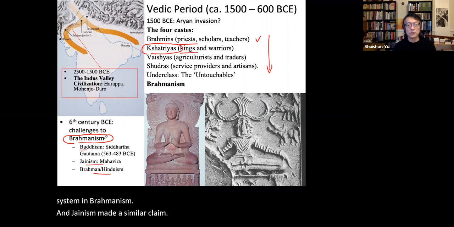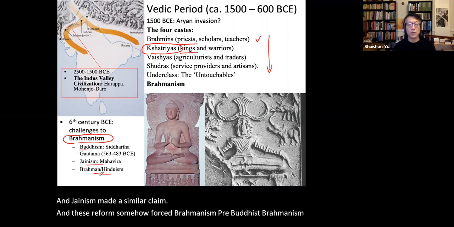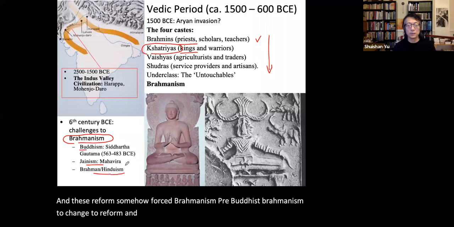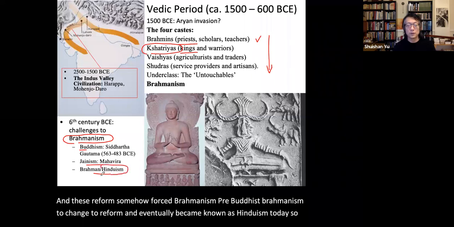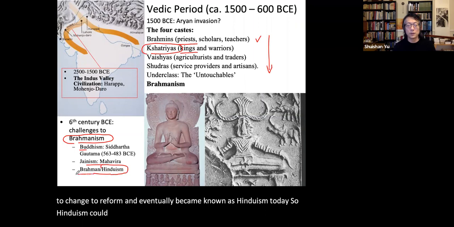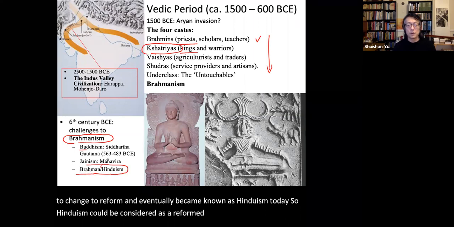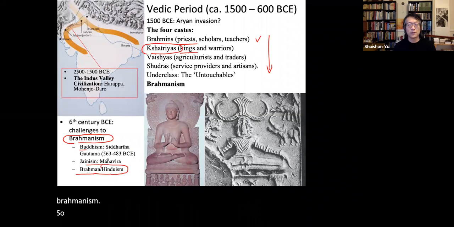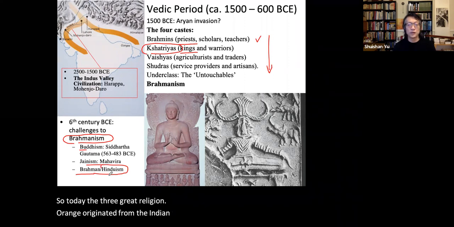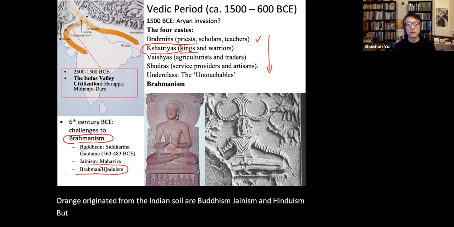And these reforms somehow forced Brahmanism, pre-Buddhist Brahmanism, to change, to reform, and eventually became known as Hinduism today. So Hinduism could be considered as a reformed Brahmanism. So today, the three great religions originated from the Indian soil are Buddhism, Jainism, and Hinduism. But the most popular one today in India is the Hinduism, next to Islam.